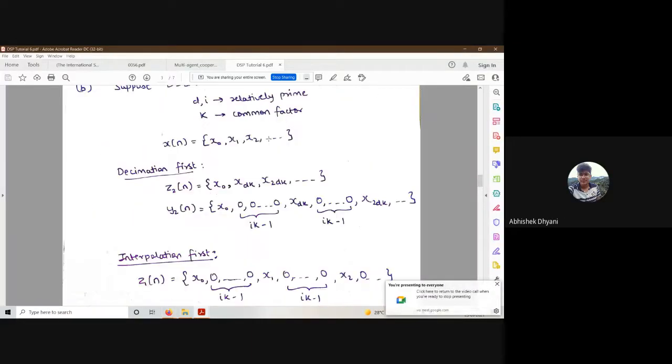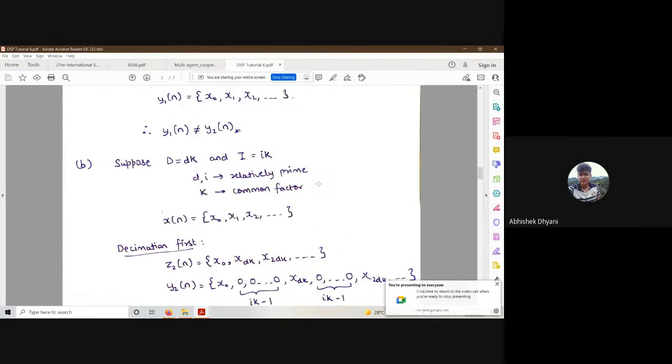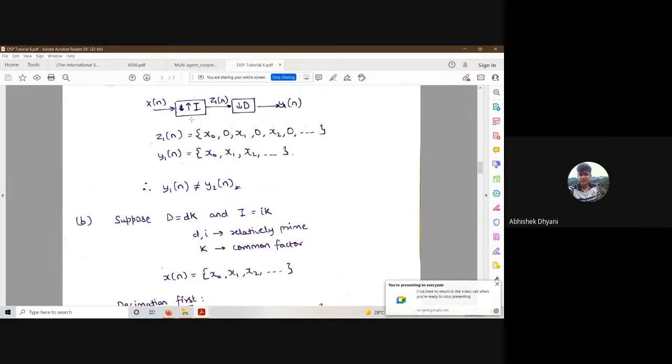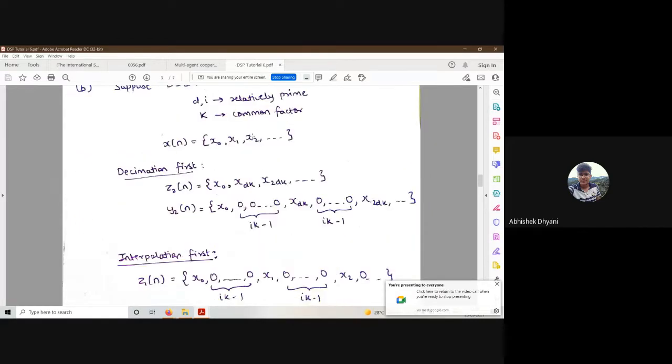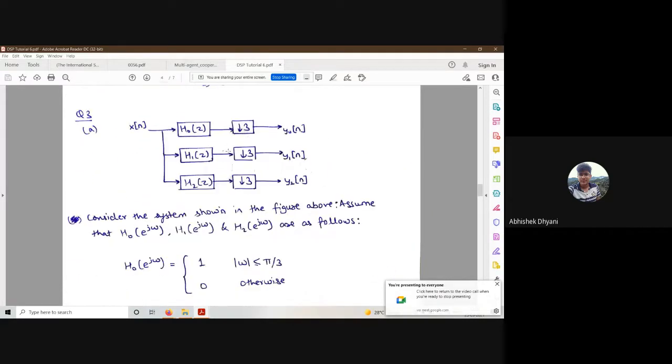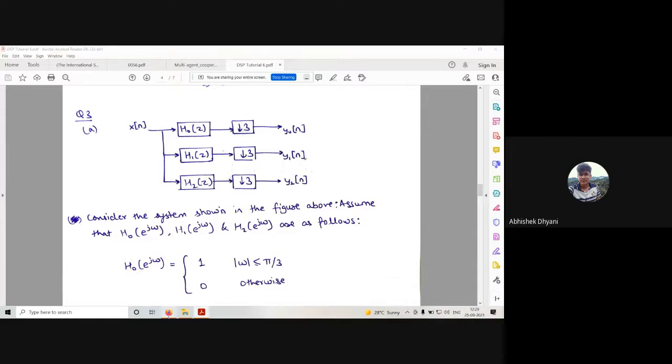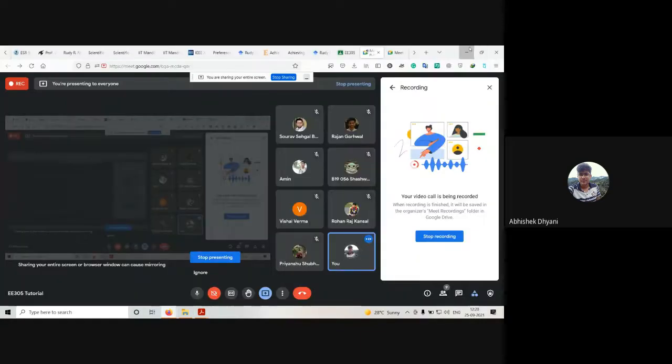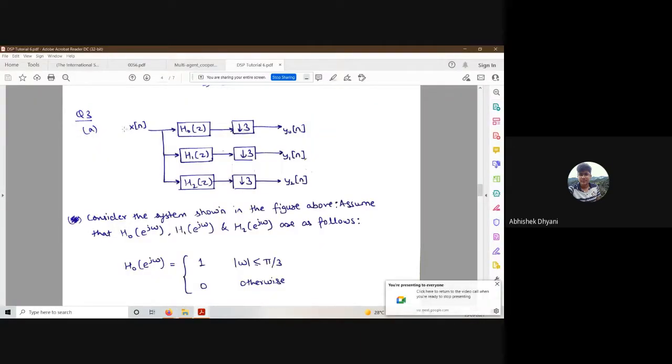So this was simply one question where we saw how, using interpolators and decimators, we can get different kinds of sequences. Now let's look at the last question, question number 3. It has two parts. The first part is something that we have already seen before.